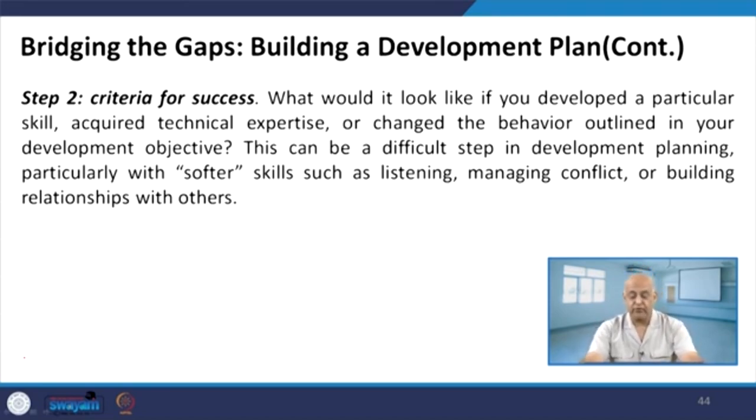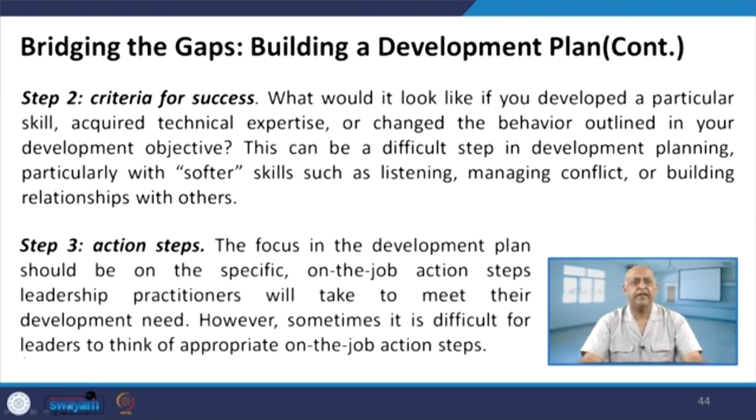So therefore, what it looks like if you developed a particular skill, required technical expertise, or changed the behavior in your developmental objective, right? And here you can go through that cognitive dissonance also. Please understand that your attitude might be different, but your behavior is to be different, but your behavior is supporting your developmental goal. So, in the softer skills such as listening, managing conflict or building relationships, which I was talking about, that was about building relationships.